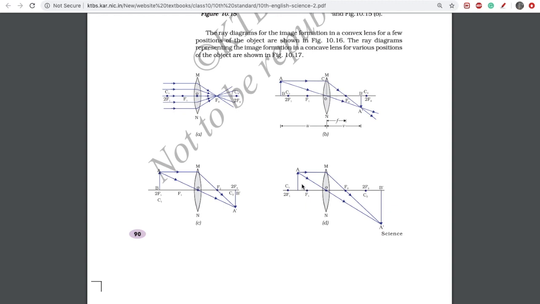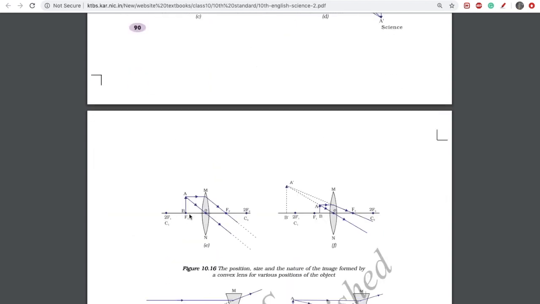Now one more case, at 2f over, beyond 2f over, between f and 2f. Between f and 2f, what will happen is it will be formed beyond 2f and it will be inverted and it will be a huge image. Okay, the image will be bigger than the object. Okay, this is one more case.